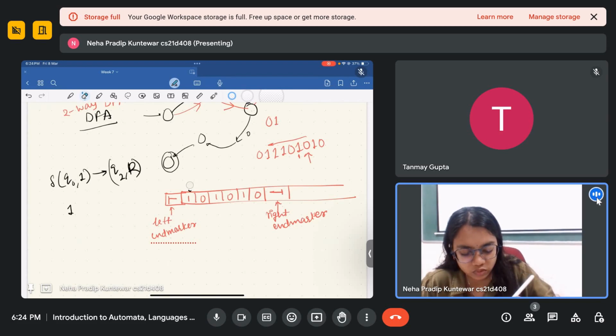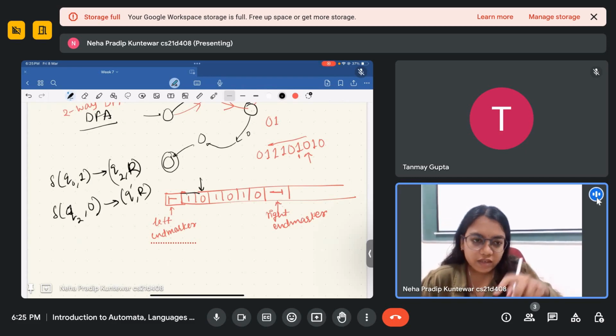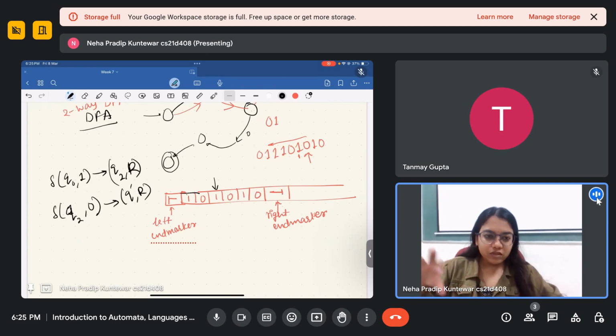From here it will go here. Then let's say from q2 there is a transition which says that q2 on reading a 0 goes to some q prime and goes right again. Then you will make a transition to q prime and you will move this head to the right, and it will keep on happening like this. So you're basically doing everything that a DFA does, but you're also moving your head on the tape either to the left or to the right.